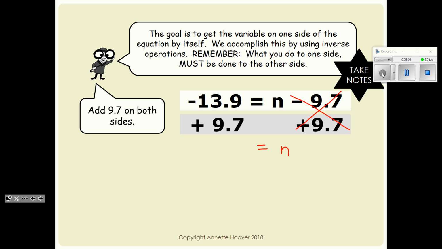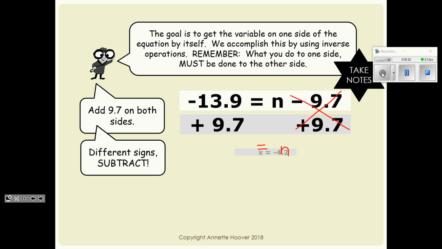On the left side of the equation, we look at this. We have different signs. We have to remember different signs subtract. Keep the sign of the one with the greatest absolute value. So we take 13 and 9/10 and we subtract 9 and 7/10, which is going to give us 4 and 2/10. But the answer is going to be negative because 13 and 9/10 is the one with the greatest absolute value, so we keep its sign. Remember that rule that we've been working on. So we think the unknown number is a negative 4 and 2/10.